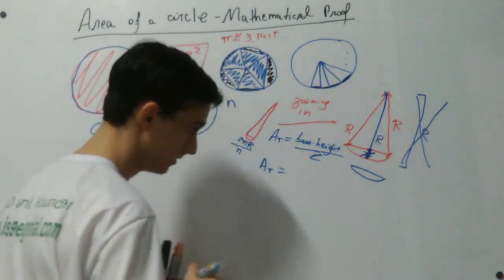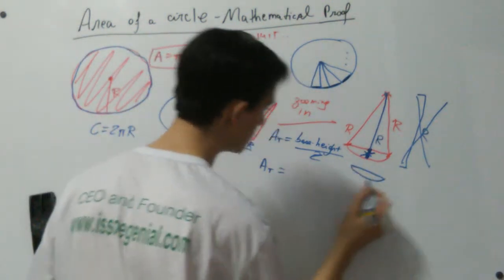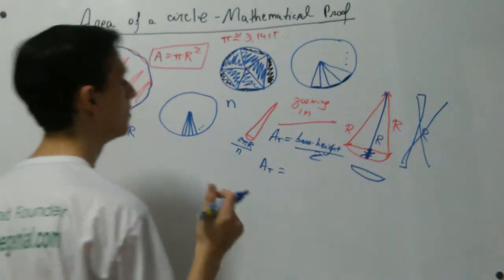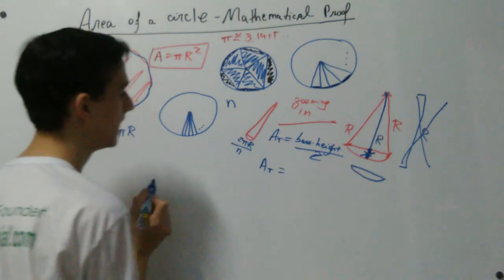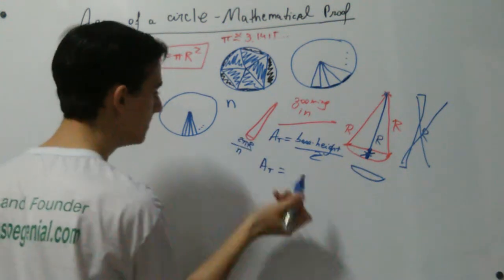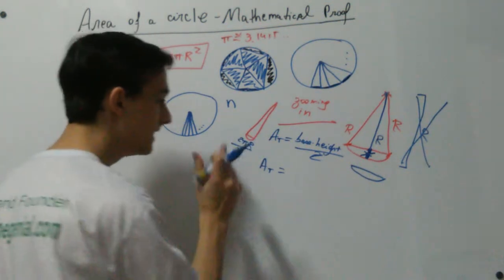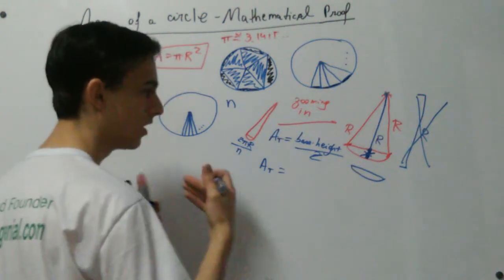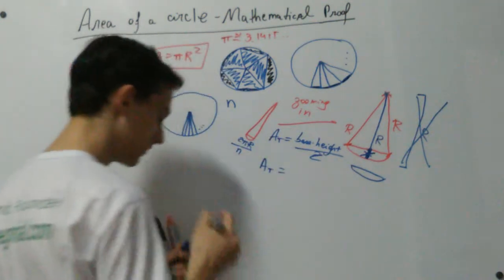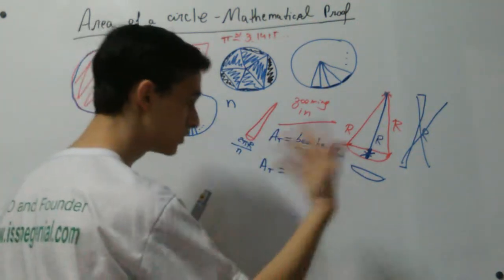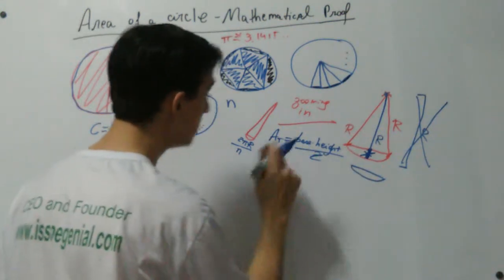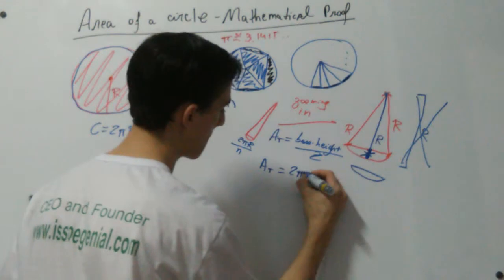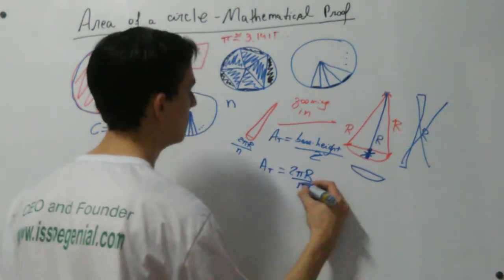And as I said, this difference is so small, the triangle is so small, that the difference between the length of this straight line and the length of the arc can be ignored. We can consider that the length of the arc is the same as the length of the straight line. Consider that the difference between these two lengths is equal to 0. So we can say that the base of the triangle is 2 pi r over n.